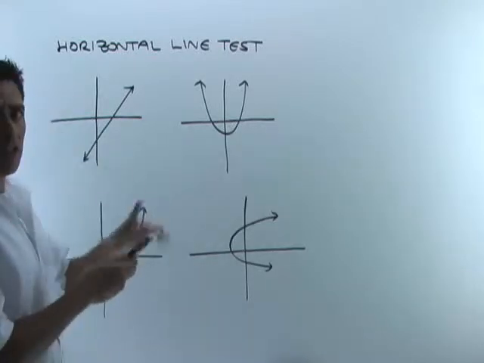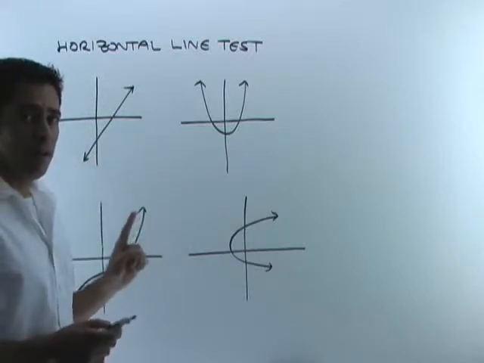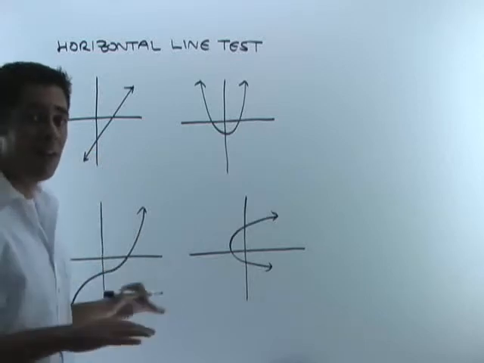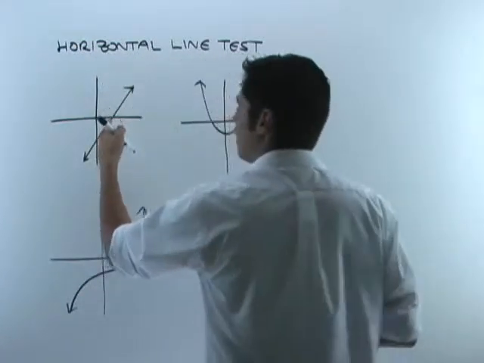It says that if we draw horizontal lines and it hits our graph more than one time, if it intersects more than once, then this function is not one-to-one. Okay? Now, let's look at our first one here.